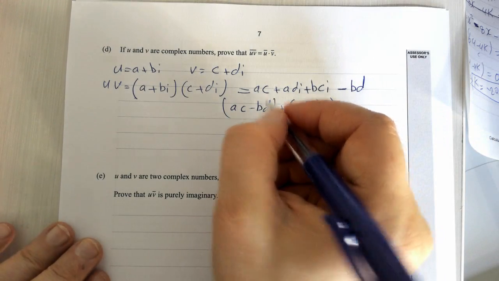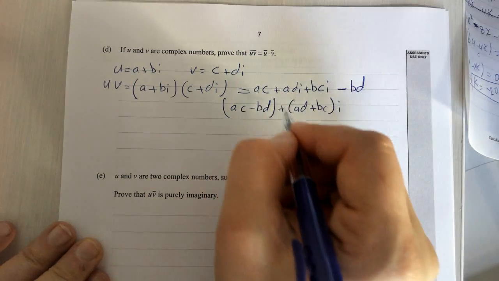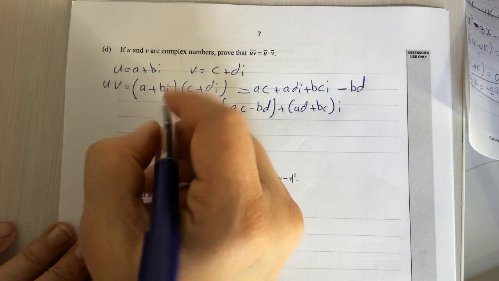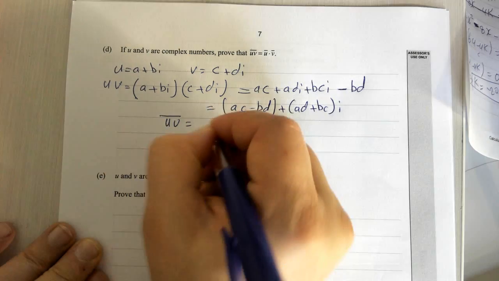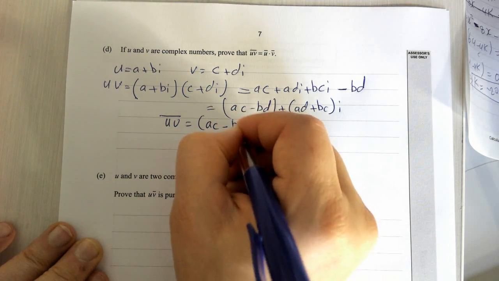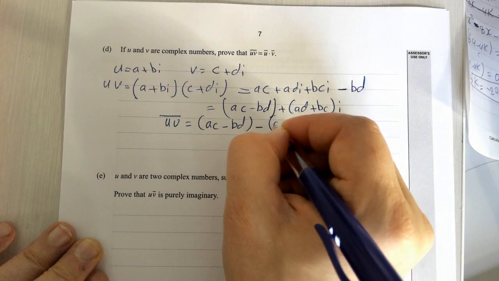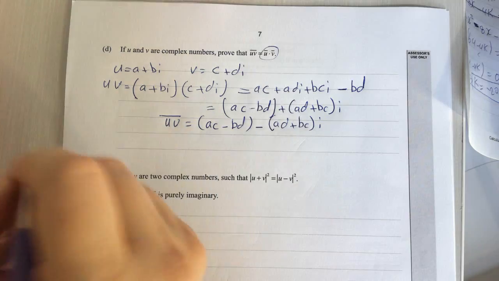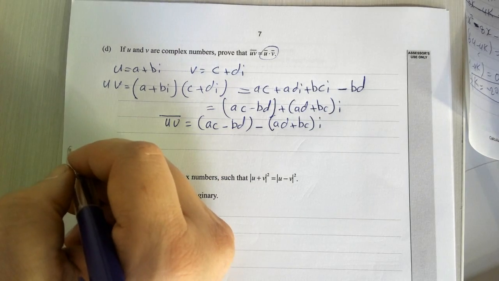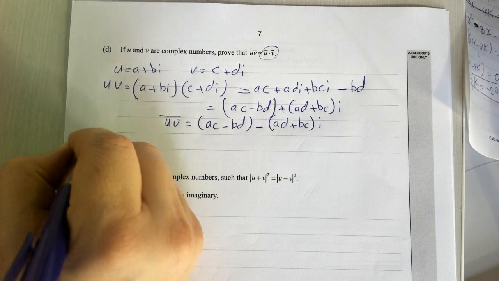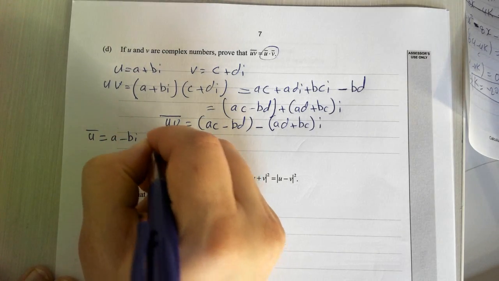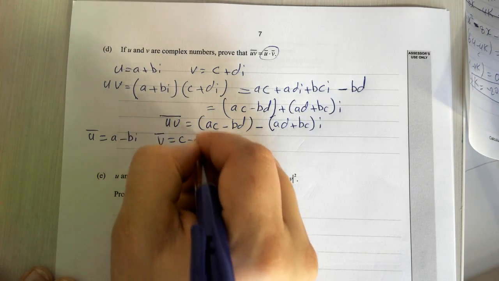Now you're going to work on the other part of the equation. Now the conjugate of that is (ac minus bd) minus (ad plus bc)i. Now we're going to work on the other side to prove they are equal. So the conjugate of u is a minus bi, and the conjugate of v is c minus di.